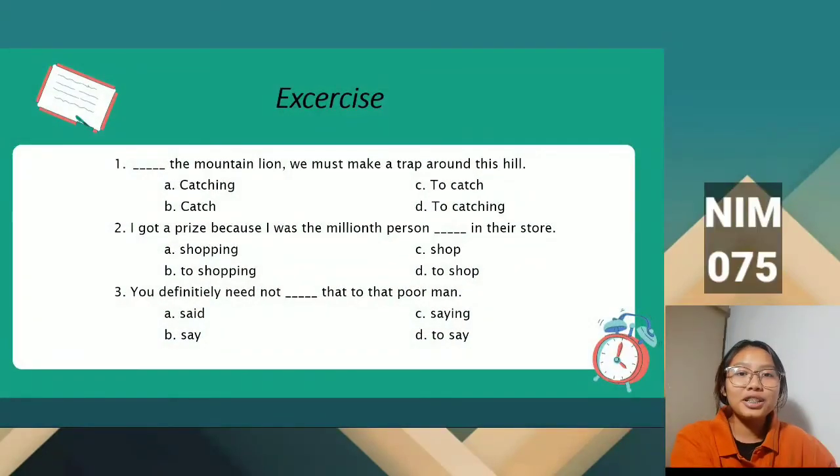We have five questions here. Question number 1. Blank the mountain lion. We must make a trip around this hill. The word the mountain lion is an object, so we can put an infinitive before an object. The answer to this question is option C, to cat.